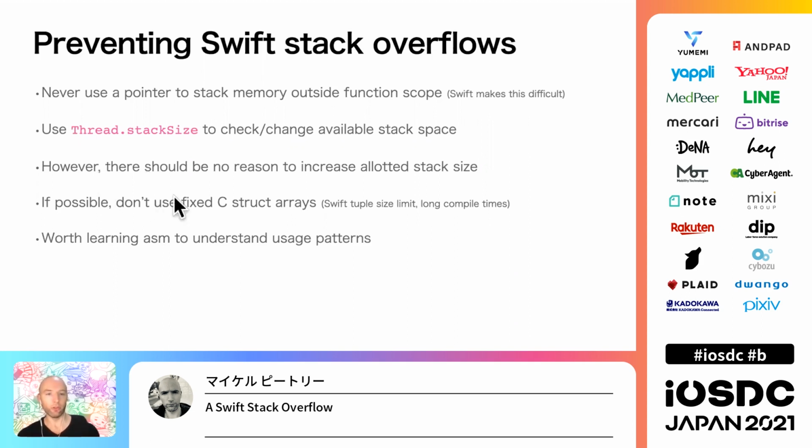If possible, don't use fixed C struct arrays. Now Swift has a tuple size limit, and it makes for long compile times. And finally, it's worth learning the assembly to understand the usage patterns.